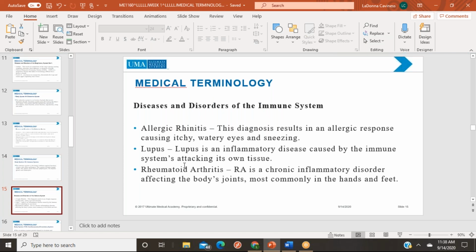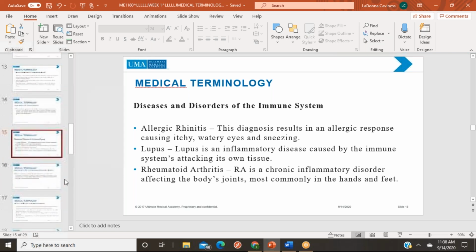So here's allergic rhinitis. This disease results in an allergic response causing itchy, watery eyes and sneezing. Here's another one, lupus. Lupus is an inflammatory disease caused by the immune system attacking its own tissue. The next one is rheumatoid arthritis, also known as RA. It's a chronic inflammatory disease affecting the body's joints, most commonly in the hands and feet.